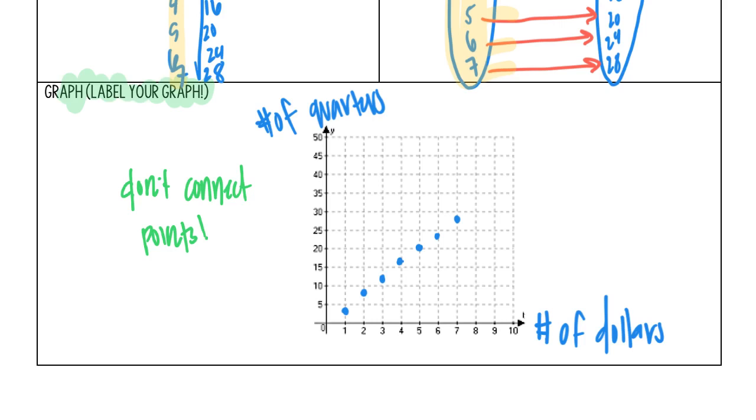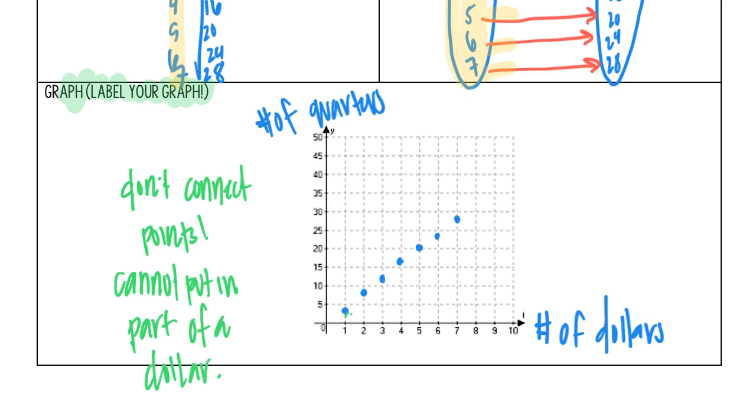Each of those points represents an input that goes with an output. If we connected them, we're saying that we can put in 1 and a fraction of a dollar and get out some fraction of a quarter. You cannot put in part of a dollar and expect to get a whole number worth of quarters out.